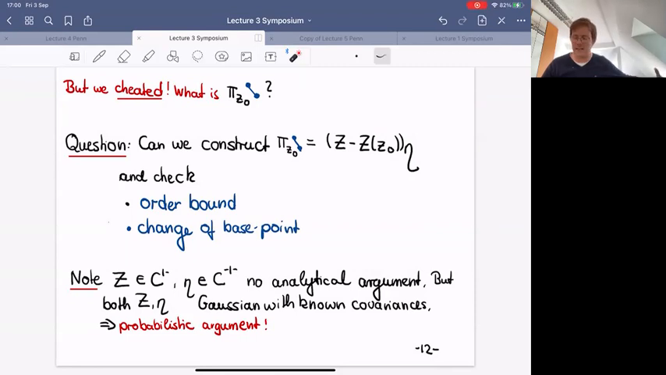Just like in analogy to the iterated integral, where we used Ito calculus, which is essentially just a covariance calculation, we want to do the same thing. We want to use a probabilistic argument in an explicit calculation with covariances in order to check that we have the order bound, and that we have an object, and it has to satisfy the order bound, and it has to satisfy the change of base point formula.